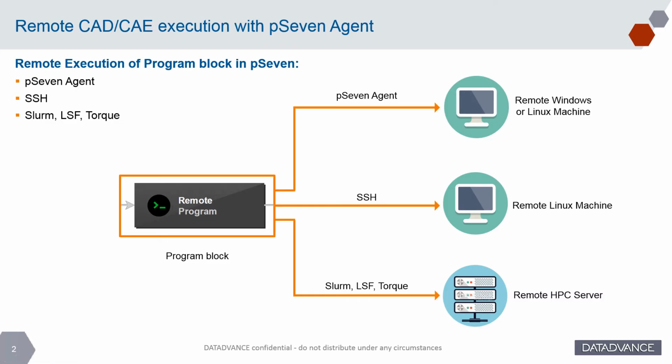First of all, there are three ways how pSeven can be used for remote execution of different software. The first one is pSeven Agent, which I'm going to talk about in this video. It is used for remote execution on Windows and Linux machines. Then there is an SSH protocol for remote execution on Linux machines only. And then there are interfaces to Slurm, LSF and Torque job managers for remote execution on high-performance computing servers and clusters.